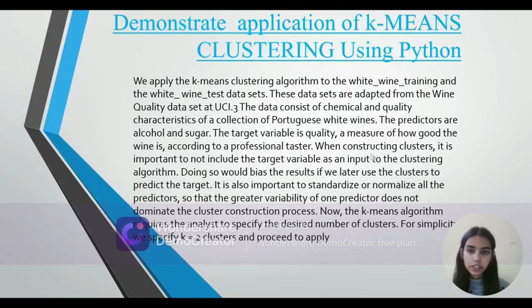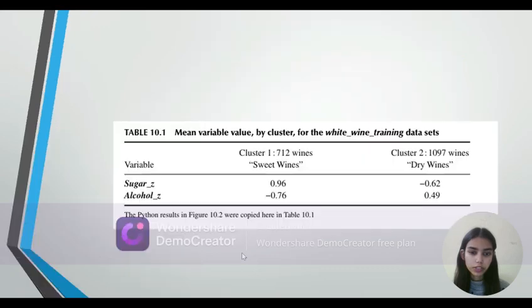When constructing clusters, it is important to not include the target variable as an input to the clustering algorithm. It is also important to standardize or normalize all the predictors so that the greater variability of one predictor does not dominate. In the cluster construction process, the K-means algorithm requires the analyst to specify the desired K. For simplicity, we specify K equals 2 clusters.